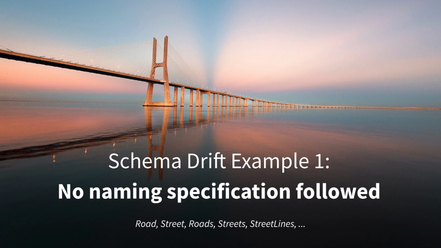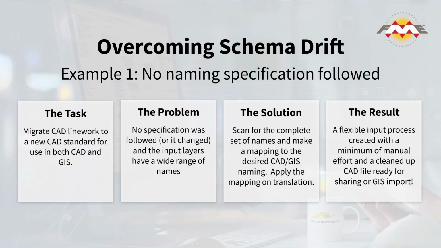Now, in the case of CAD files, there's a number of ways that this can happen, but one that's very common in kind of Wild West CAD shops is that there's no naming convention for the layer names. So in this example, we've got roads and streets and road and street lines and you name it. We want to smarten that up and have a proper specification so we can ultimately go either to CAD or to GIS. Here we first want to migrate the CAD line work to a new CAD standard, and then we can use it afterwards. So this is actually going to go CAD to CAD to clean up the schema mess.